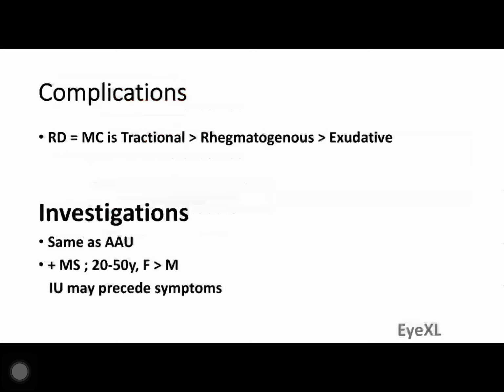Investigation is exactly the same as anterior uveitis, except that there is one addition. You are suspecting an association with multiple sclerosis, especially if the patient is in the 20 to 50 years age group, which is the bimodal distribution in which the patient falls. And if the patient is a female, then you would suspect MS even more. So much so that the intermediate uveitis may actually occur before the other symptoms of multiple sclerosis. All of the clinical features may occur later. Intermediate uveitis may be the first thing that you see. So if you see an intermediate uveitis in a patient who is in this age group and is a female, keep in mind that this patient is at an increased risk for developing multiple sclerosis in the future.